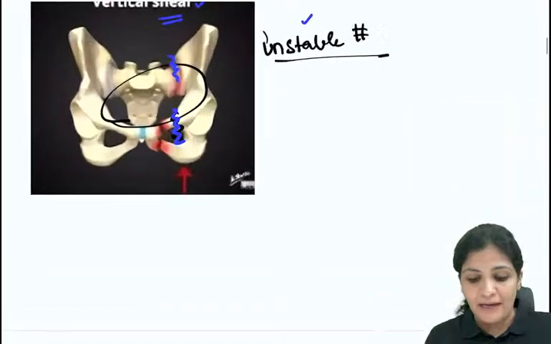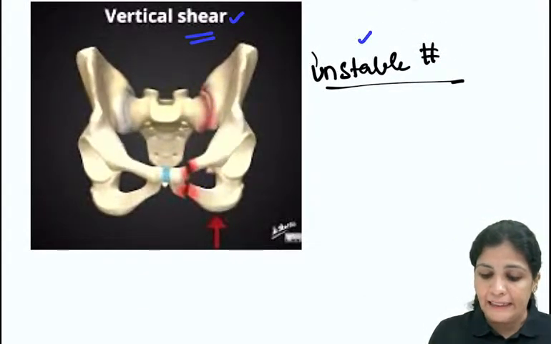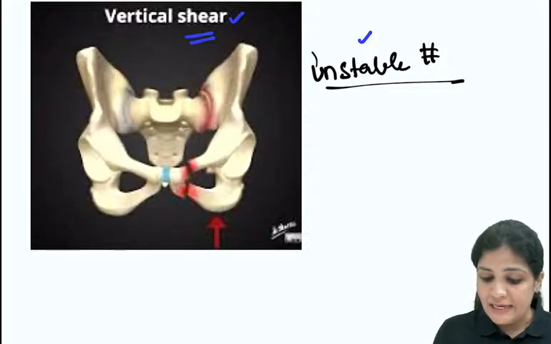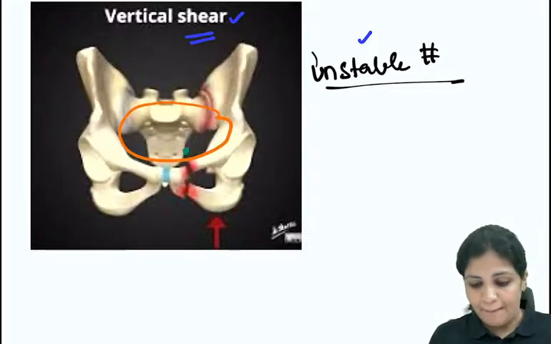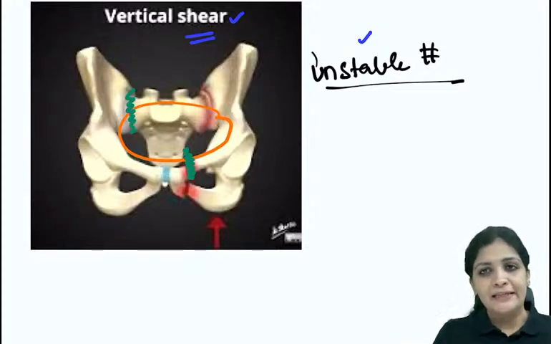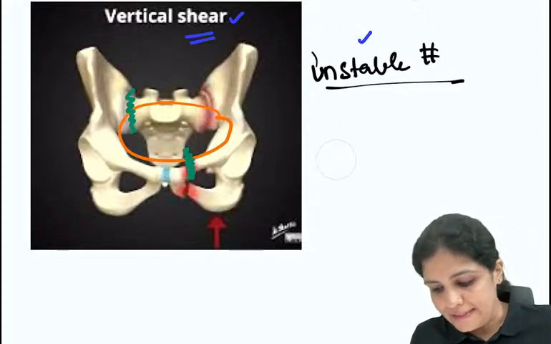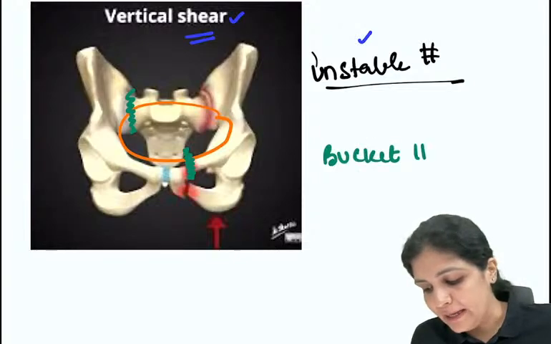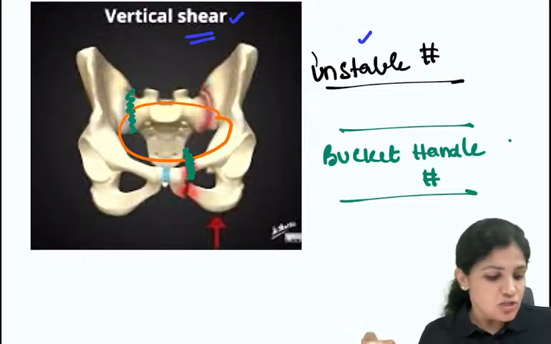Again, go back to this similar picture. So when I say there is a bucket handle fracture, that means there is a ring which is present here, and now this fracture has happened anteriorly in one pelvis and posteriorly in the opposite pelvis. So whenever it is in the opposite pelvis, that is the contralateral pelvis, then that is called the bucket handle fracture. Understood? So these are three types.